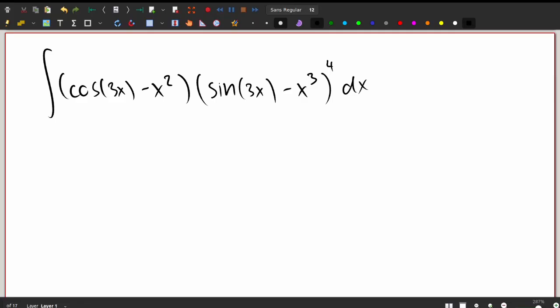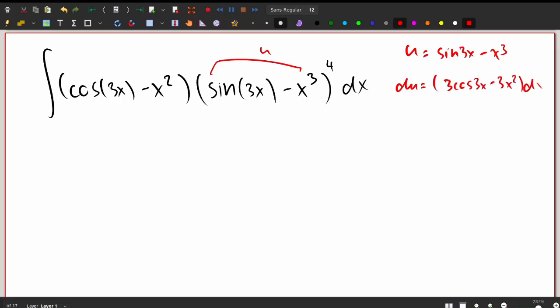Here, let's try this one quickly. So although this might look complicated, it soon becomes very apparent. Let's treat this, because it's the higher degree expression, as u. So this full thing is going to be u. So if u is equal to sine 3x minus x cubed, our du is going to be equal to 3 cos 3x minus 3x squared dx.